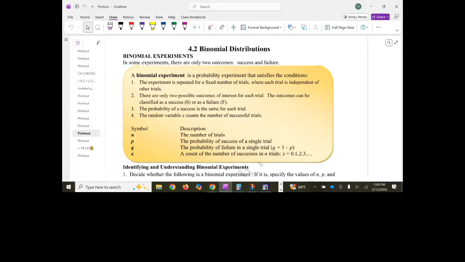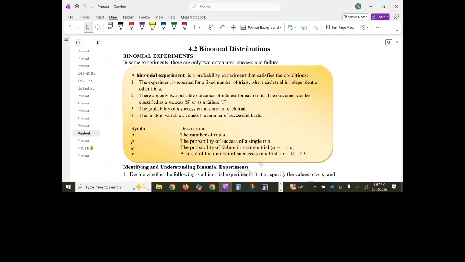So a binomial experiment satisfies the following conditions. Number one, the experiment is repeated for a fixed number of trials. So we're going to perform this thing 5 times or 7 times or 1,006 times, something like that, right? There's going to be a certain number of tries. The second thing, we only have two possible outcomes. Either it's a success or it's a failure. The probability of a success is the same every time we try this. So my probability does not change. It needs to stay the same.